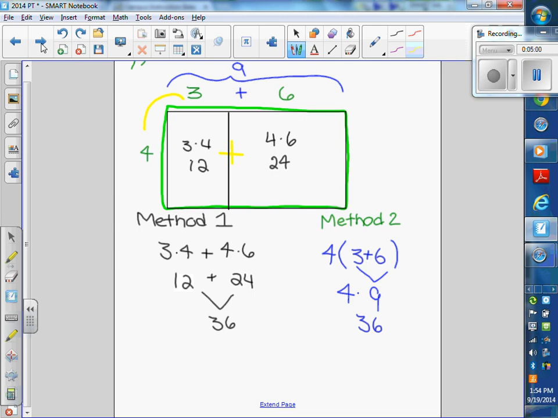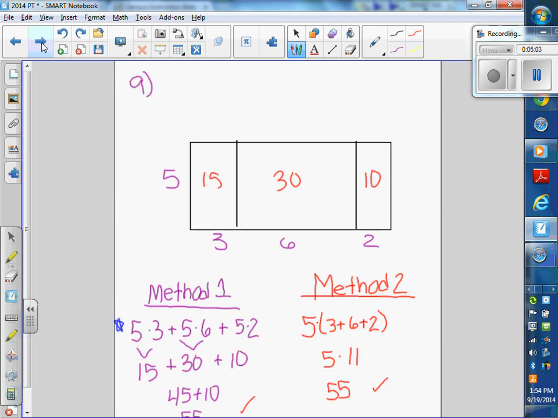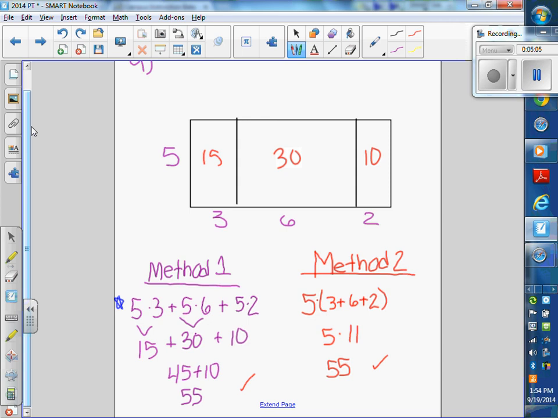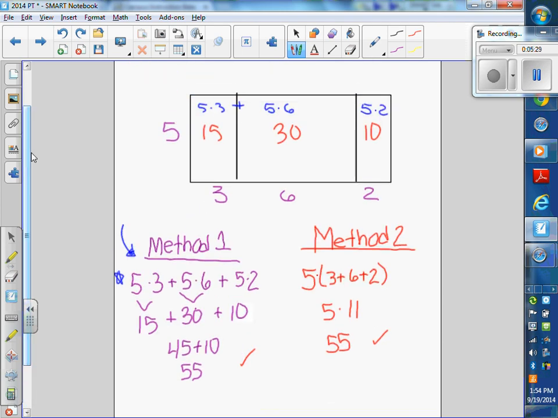So if I went to the next problem, number 9, the two methods come from doing 3 small rectangles, where this is 5 times 3, and then I would add it to 5 times 6, and then I would add it to 5 times 2, and that's what I have here. Do you see that? That's what method 1 is. But I'm actually writing out the steps, because the author asked you to write your steps out. So if you don't have your steps out, you should have your homework out. You should write them in.